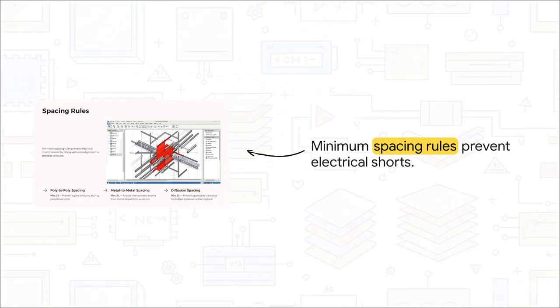Our second category is spacing. Just like you can't build two houses so close together that their roofs overlap, minimum spacing rules prevent electrical shorts caused by the inevitable lithographic misalignments.